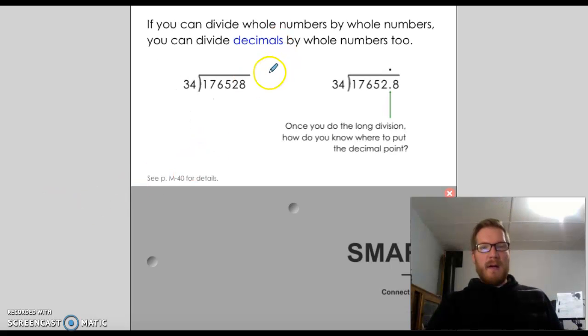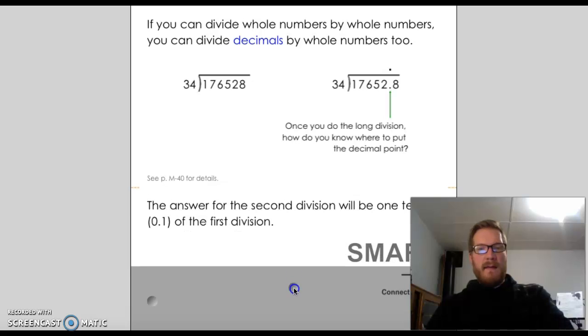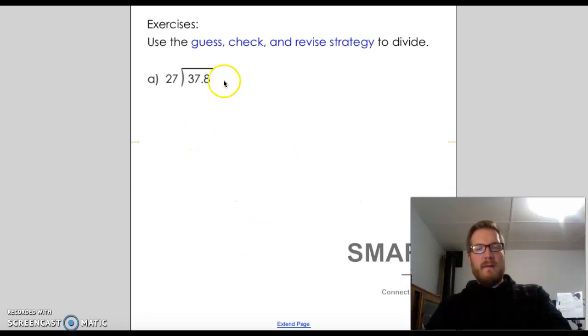So the next part it says that if you can divide whole numbers by whole numbers, you can divide decimals by whole numbers too. Just got to remember to put the decimal above the original decimal in the dividend. Okay, and so what it says here is that the answer for the second division will be 1/10 of the first division. So we're going to use guess and check and revise strategy. This one is pretty straightforward.